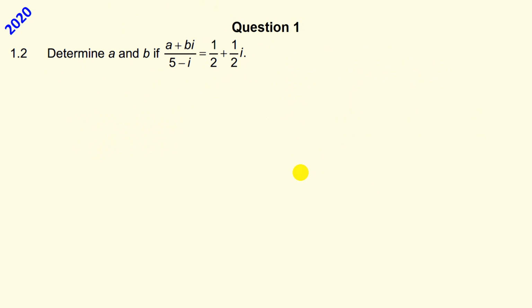Right, the complex numbers. Determine a and b if that equals that. Well, we're going to take the left-hand side and write it in that form. To be able to do that, we're going to have to multiply so that we can obtain a difference of squares in the bottom line and get rid of the i on the bottom line.